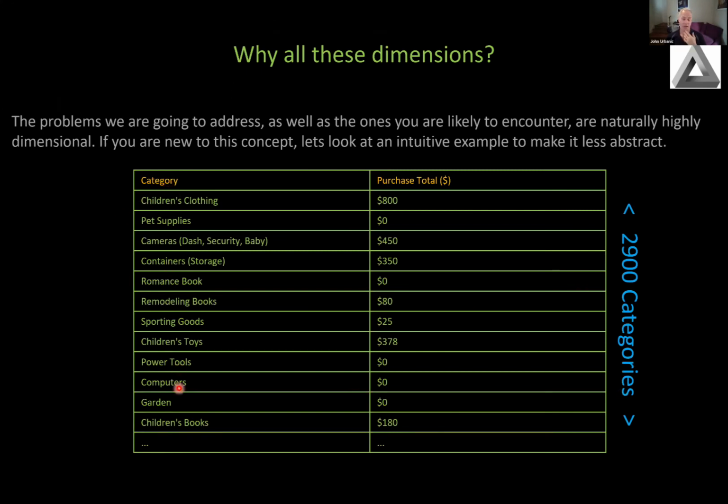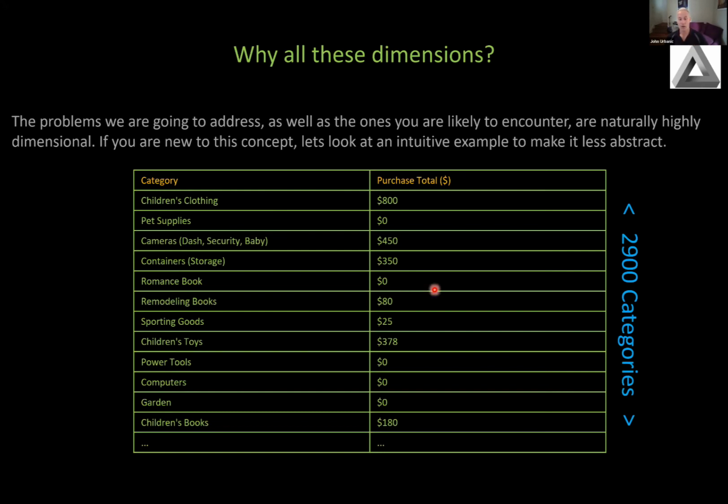For Amazon, actually, it would be much, much more than this. But let's say you have 2,600 categories like children's clothing and pet supplies and whatnot, and we keep track of how many purchases any individual makes in that category. So here's a person, and they purchased $800 of children's clothing and $450 of cameras and $350 of containers and no romance books, for example. So we characterize a person by their purchases. That seems like a pretty reasonable thing to do.